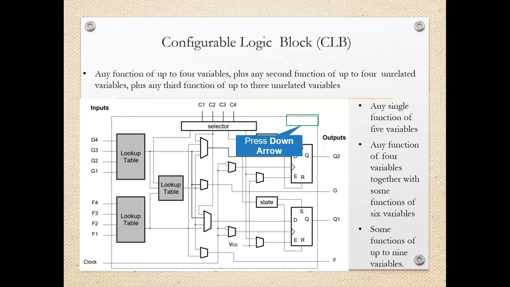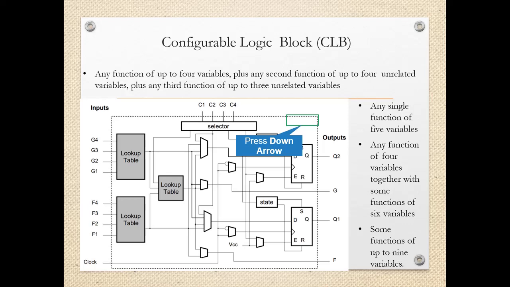The first lookup table can implement the four variable function. The variables are G1, G2, G3, G4. The second lookup table can implement another four variable function, which is having the variables F1, F2, F3, F4. And then there is one more lookup table with three inputs. So with the help of this type of structure, we can have any function of up to 4 variables plus any second function of up to 4 unrelated variables plus any third function of up to 3 unrelated variables.